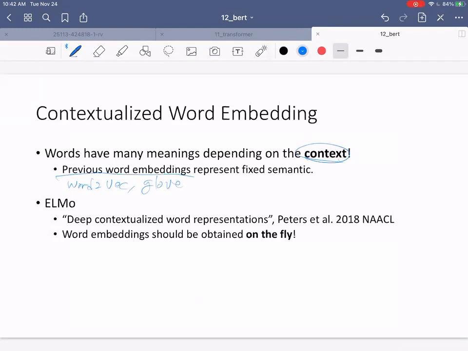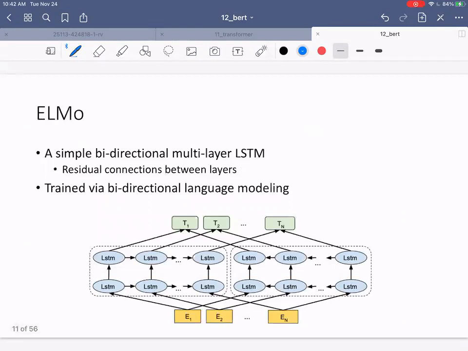On the other hand, ELMo, which was the title of the paper, was actually Deep Contextualized Word Representation. It was published in 2018 in NAACL. So the core message is that the word embeddings should be obtained on the fly. The architecture is super simple. Like all the studies that we're going to talk about today, ELMo, GPT, BERT, the architectures are super simple, actually. ELMo is simply a bidirectional multi-layer LSTM, and that's it.